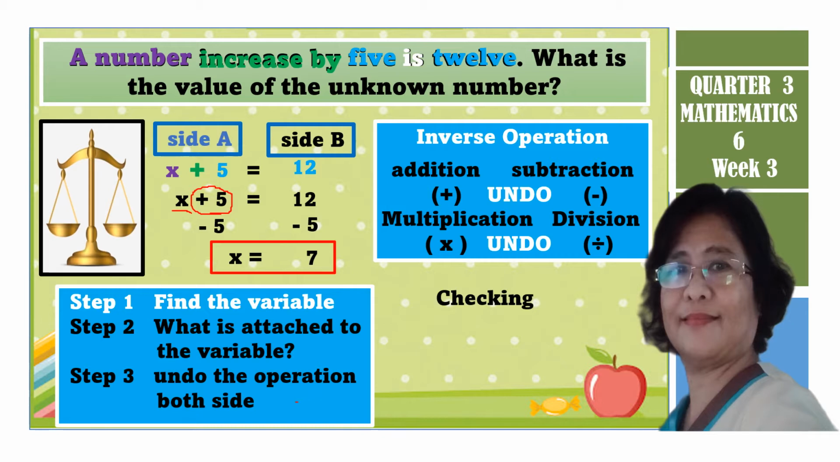Now to check if our answer is correct, let us substitute the value of x. So our equation is x plus 5 is equal to 12. x is 7, so 7 plus 5 is equal to 12. So 7 plus 5 is 12. 12 is equal to 12, our equation or our answer is correct.